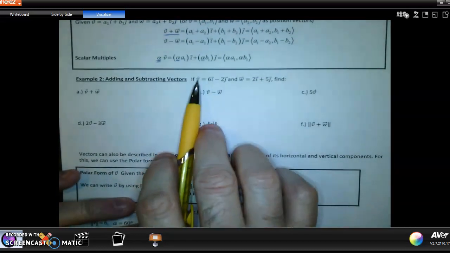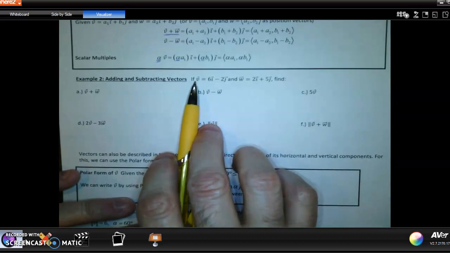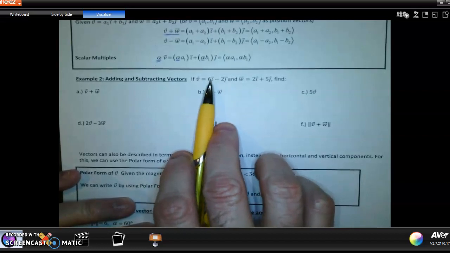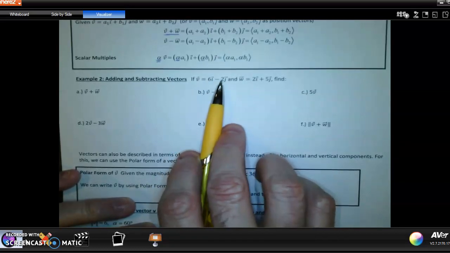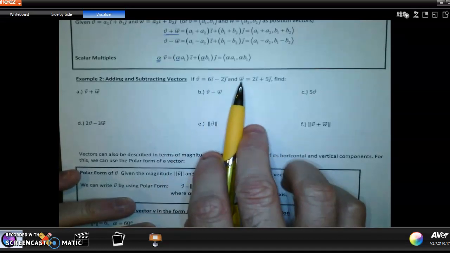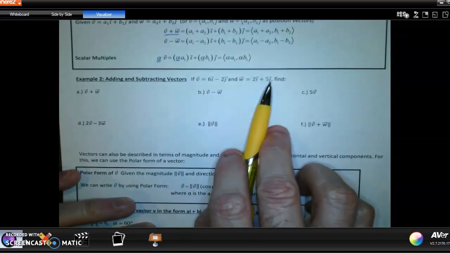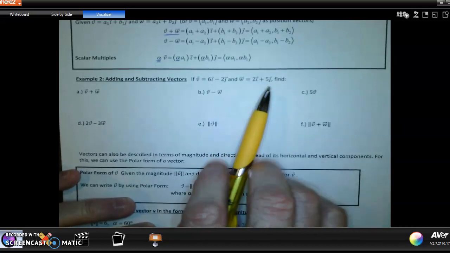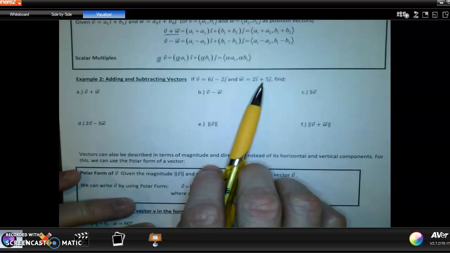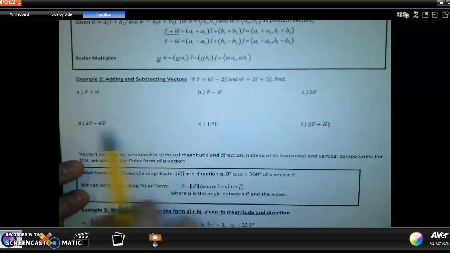So here's what I've got. I've got vector v, which could be written as the unit vector 6i minus 2j. So this is a vector that's going 6 to the right and going down 2. Okay, that's how this vector is traveling. There's another vector, which is 2i plus 5j. So it goes over 2 and goes up 5. So it's going a little bit more to the north, if you want to think of direction. Okay, and then I'm going to give you all these little examples down here.